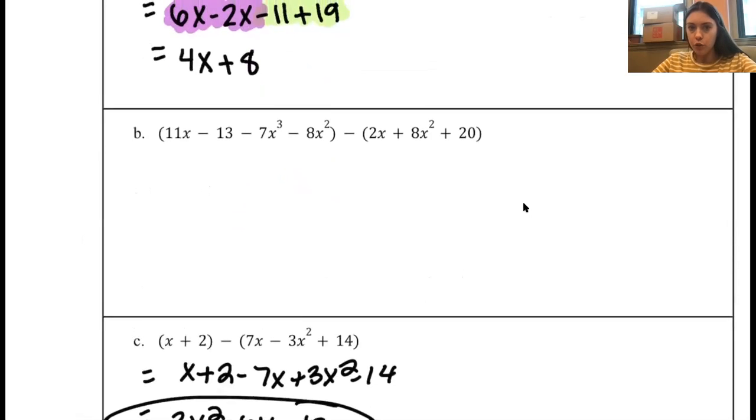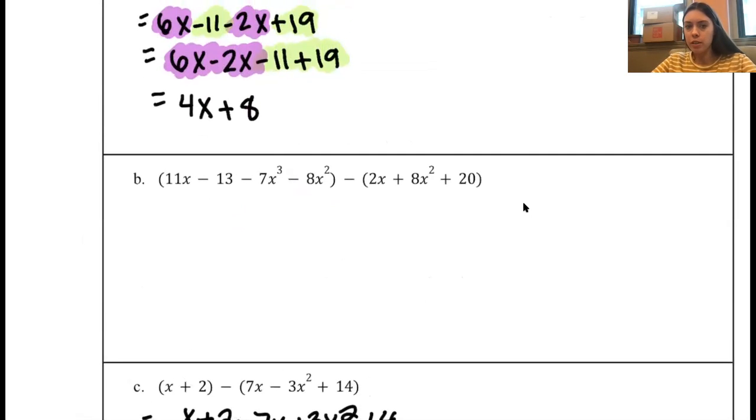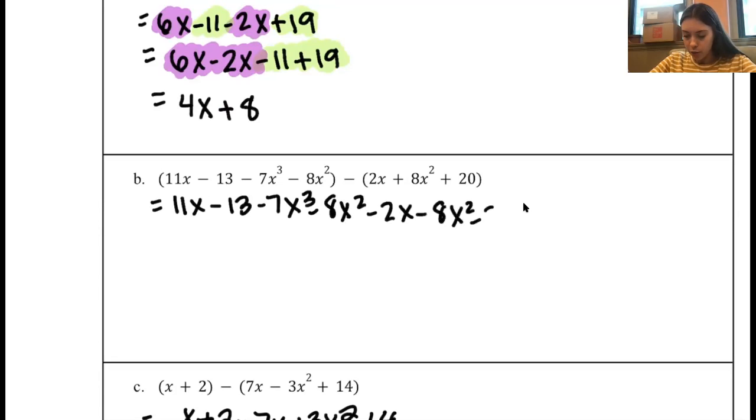Okay, so this one just has a lot more numbers, and so the process is the same, but it might look a little bit more confusing because we have a polynomial with 4 terms minus a trinomial, and so there's just a lot more terms to deal with. But again, I'm going to write the first polynomial exactly how it is. So this won't change right off the bat. And then I'm going to subtract the next polynomial. So I'm going to subtract each term. I'll do minus 2x minus 8x squared minus 20. And so there's no negatives in that polynomial, so it made it a little less tricky.